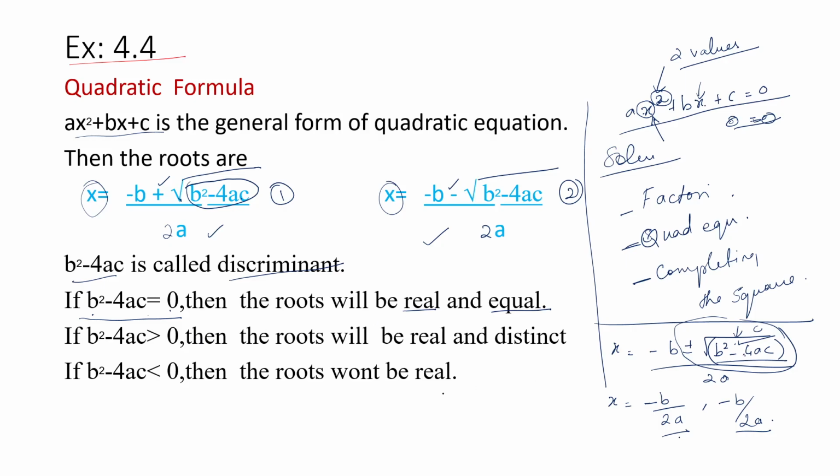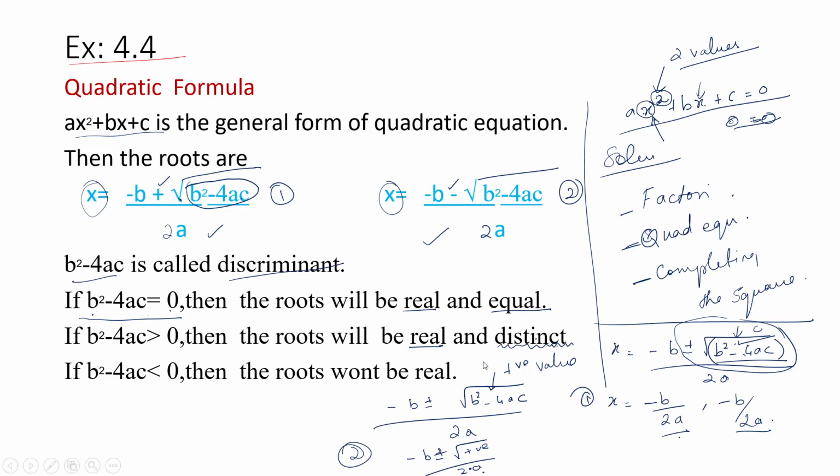Suppose the discriminant is greater than 0, that is, the root of b square minus 4ac is some positive value. Then the answer will be minus b plus or minus this positive value, divided by 2a: minus b plus the positive value by 2a, and minus b minus the positive value by 2a. So we have two real roots. The roots will be real, but different. In the first case they are the same; in the second case they will be distinct, which means different, not the same.